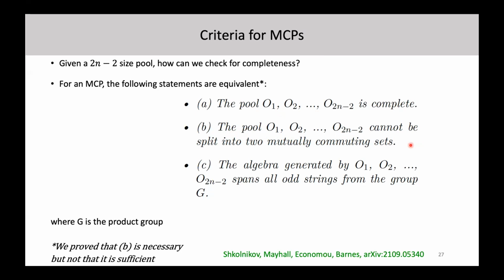The reverse statement we have not quite proven, which is that if you cannot split the pool into two mutually commuting sets, is it guaranteed to be complete? We believe the answer is yes, and we have lots of numerical evidence for that, but we don't yet have an analytical proof of that statement. And this second condition is the most important one because it's the most efficiently computed. It's very easy to take a pool and compute whether or not it can be divided in this way. And so that's the one that we typically use to determine if a given pool is minimal and complete.